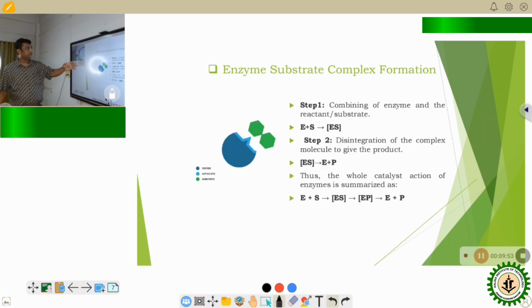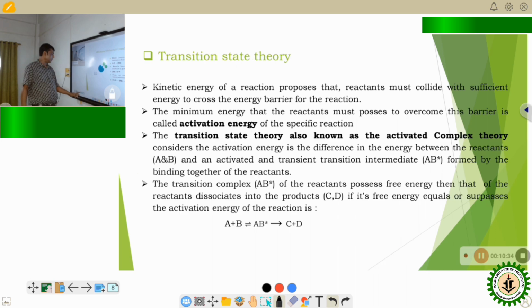Next, this is the step we already discussed. Step 1, combining of the enzyme and the reactant, forming the enzyme-substrate complex. Then the disintegration of the complex molecule into the product. The enzyme is released in its native form and releases the product. The whole catalytic action of the enzyme is summarized in the overall reaction. The enzyme and substrate interact, forming the enzyme-substrate complex, and in that complex there are chemical changes, the substrate is converted into product. Finally, the enzyme is released in its native form, along with the product.